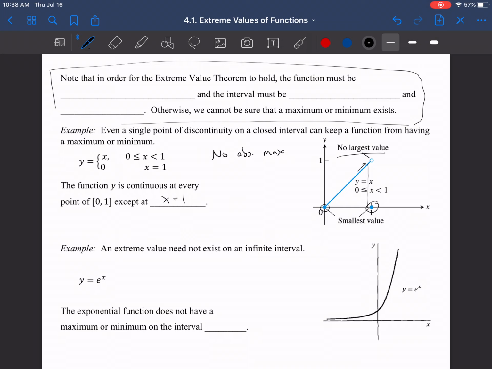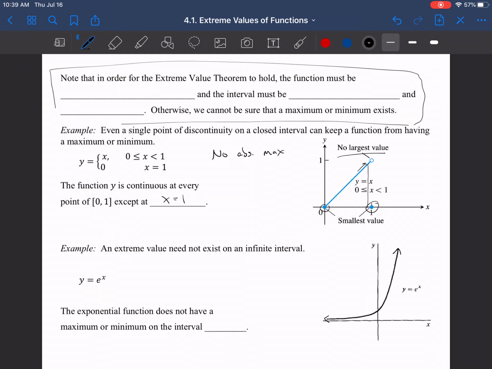Next example, an extreme value need not exist on an infinite interval. So that's what I was just talking about before. This goes up forever, so we have no maximum, right? And as far as the minimum goes here, we're going closer and closer to 0, but we're never getting there. So we don't have an absolute maximum or an absolute minimum, global maximum, global minimum.